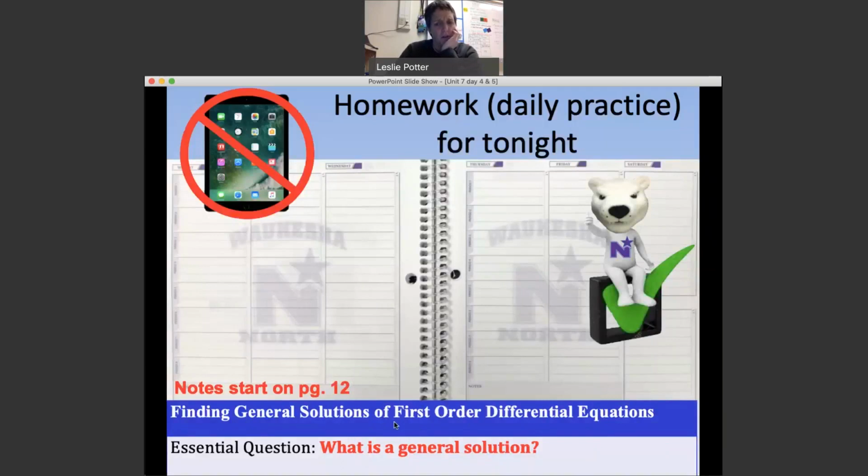First order differential equations are differential equations that just have the first derivative, not the second derivative. That's a whole different course. So we just focus on the first order differential equations. So our question is, what is a general solution?